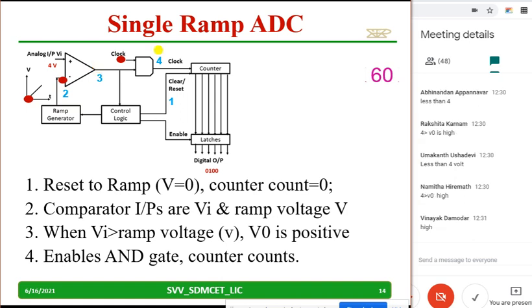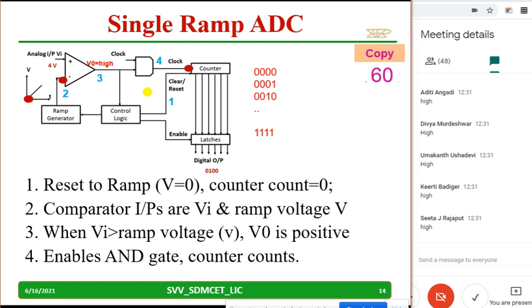High. When this becomes high, very good, the clock will reach the counter. I repeat, please try to understand. When this is high, the clock will reach the counter. The counter starts counting 0, 0, 0, 0, 0, 1 like that. And when this starts counting, try to understand. Up to this, now you copy down and understand. If you feel difficult, you can ask. The next explanation will take the next slide.